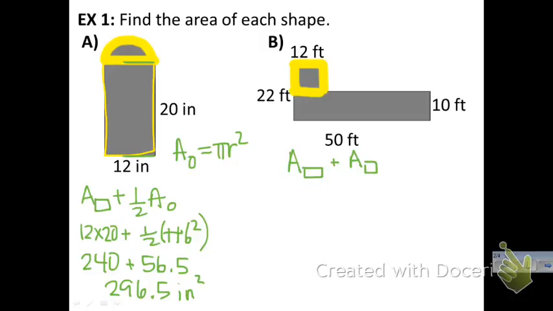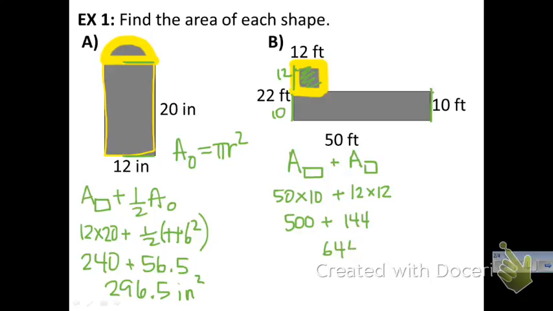The area of the rectangle, we would just take 50 times 10, and if this piece is 10 right here, then this other piece has to be 10. And 10 from 22 leaves us with the leftover piece here of 12. So we do find out that this other piece is actually a square that's 12 by 12. So then we take 50 times 10 is 500, plus 12 by 12 is 144, and we add those to get 644 feet squared.